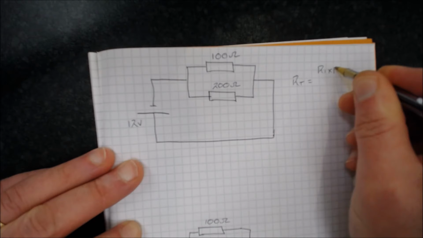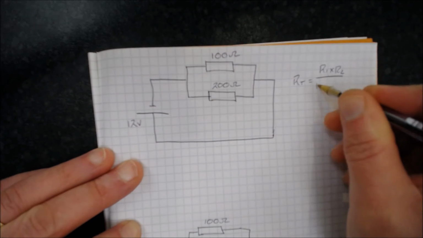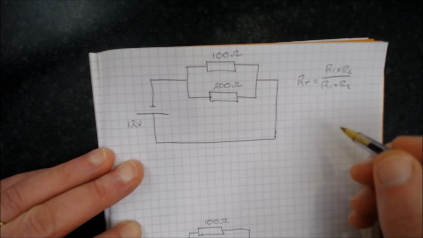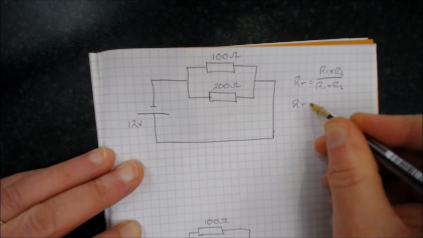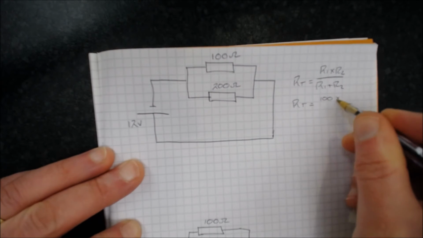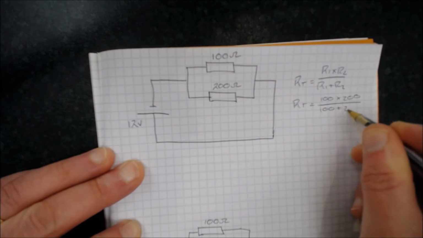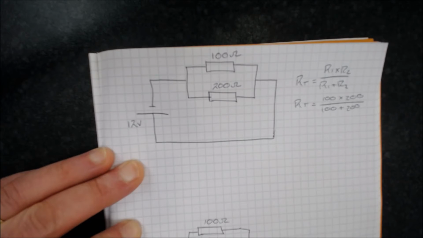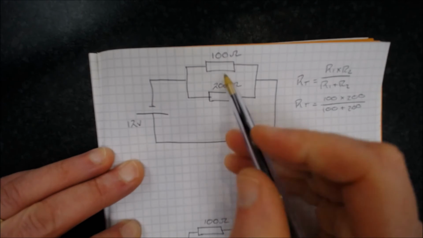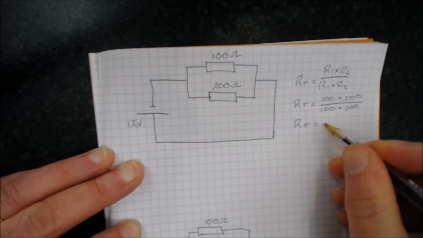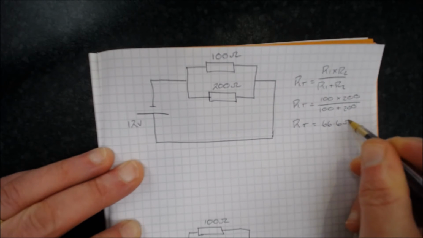R1 times R2 divided by R1 plus R2. So we plug our numbers in there. The total resistance would be 100 times 200 divided by 100 plus 200, which again, when I type that into my calculator, these two resistors together in parallel have a combined effect of 66.6 ohms.